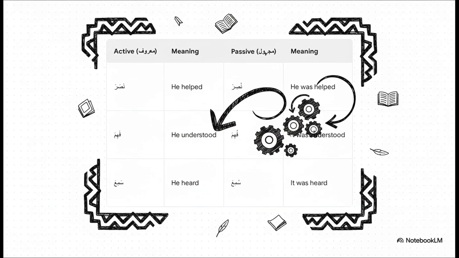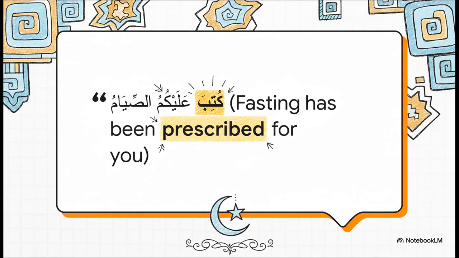Nasara, he helped, becomes nusira, he was helped. Fahima, he understood, becomes fuhima, it was understood. Sami'a, he heard, becomes sumi'a, it was heard. See? It's the same, predictable, easy-to-apply pattern every single time. It's fantastic. And this isn't some obscure grammar rule. It's used all the time, even at the highest levels of Arabic.